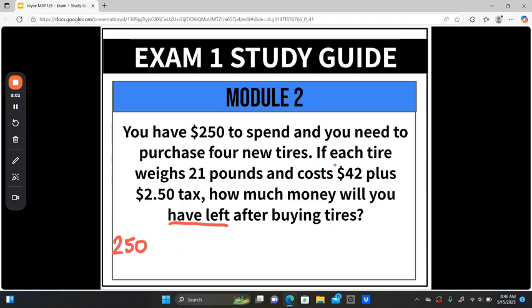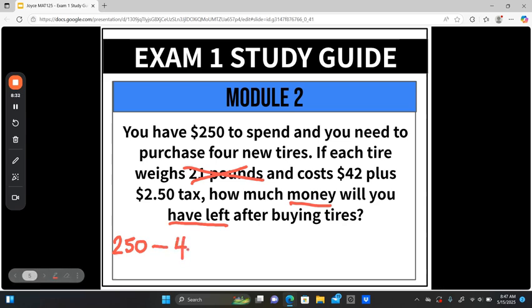Now, it says here if each tire weighs 21 pounds. Well, in the question, they're asking about how much money. So we don't really care about how much each tire weighs. So we can just X this information out. It's extra and we don't need it. But we do know that we need to buy 4 tires. So we're going to subtract from the money that we already have.